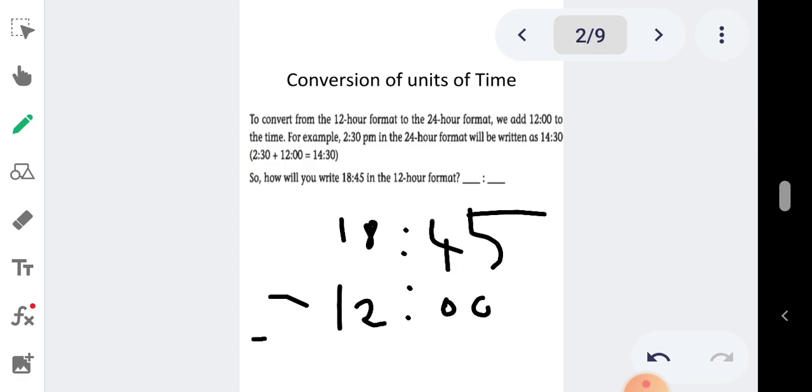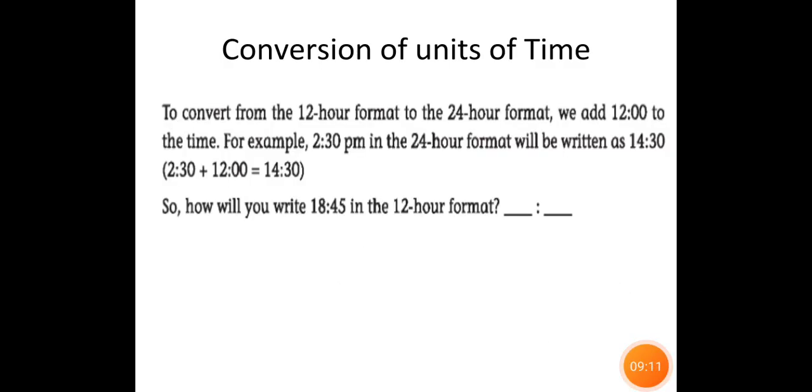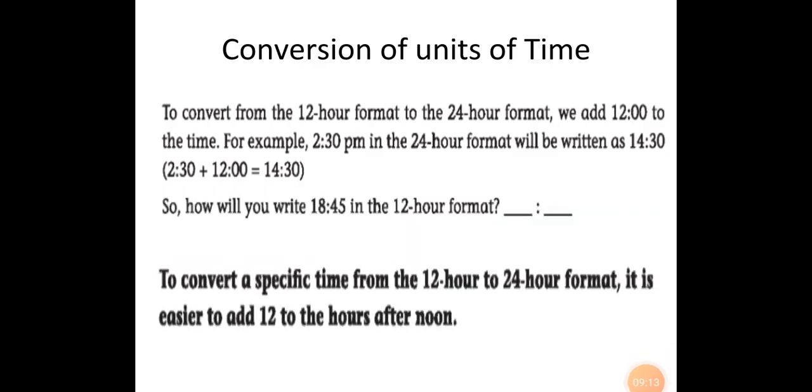So we will get 5 minus 0 is 5. 4 minus 0 is 4. And 8 minus 2 is 6. 1 minus 1 is 0. So it is 6:45 in the evening.